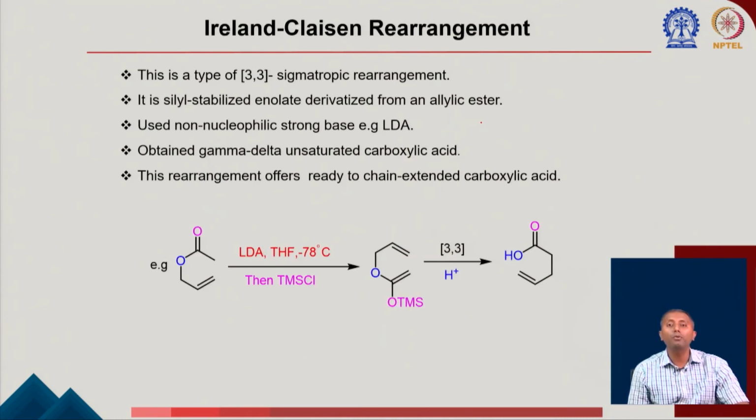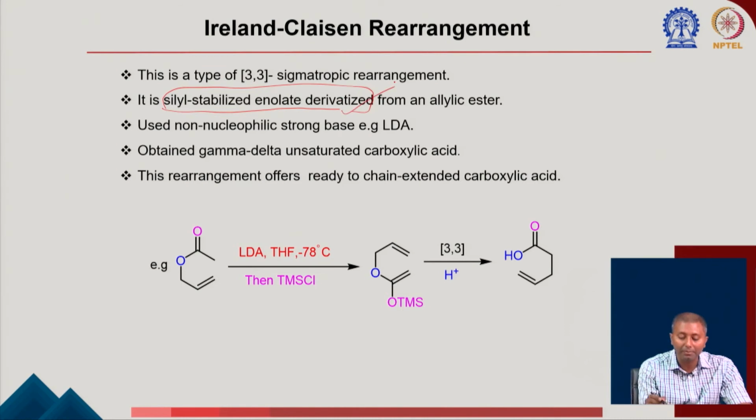Okay. So now I am going to talk about the first variation of this Claisen rearrangement, which is the Ireland Claisen rearrangement. This is another important Claisen rearrangement reaction. It goes via formation of the silyl stabilized enolate derivative. So this is the important thing. Starting from this ester, this proton is first abstracted using a strong base, LDA, to form this type of silyl stabilized enolate after it reacts with TMS chloride.